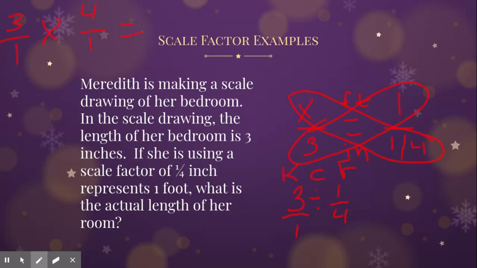Okay, so 3 times 4 is 12, and 1 times 1 is 1. So 12 divided by 1 is 12. So that means the actual bedroom is 12 feet long. Okay, and that one is easy. It came out as a whole number, so I just had to multiply, and it came out as a whole number.